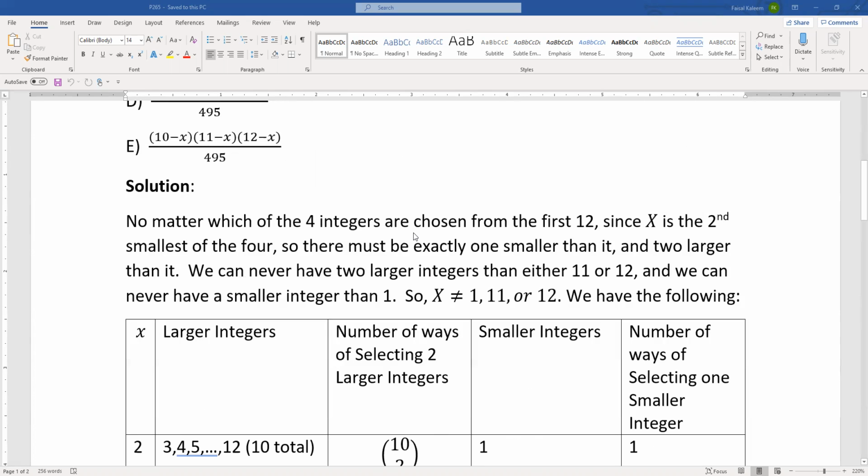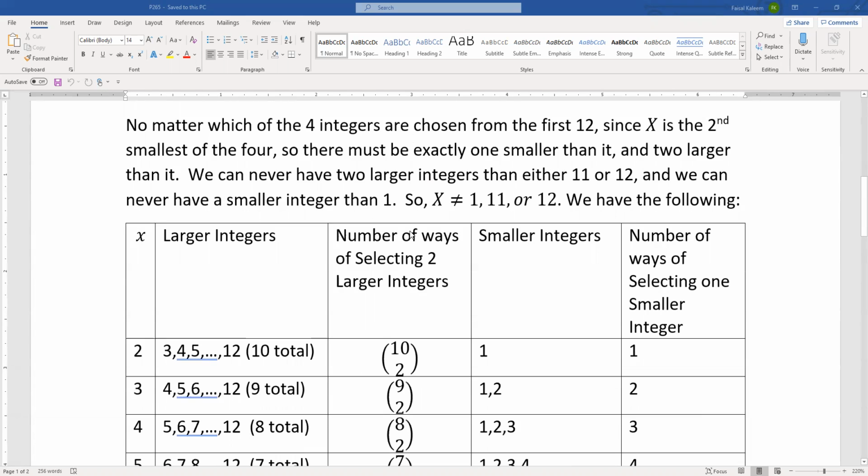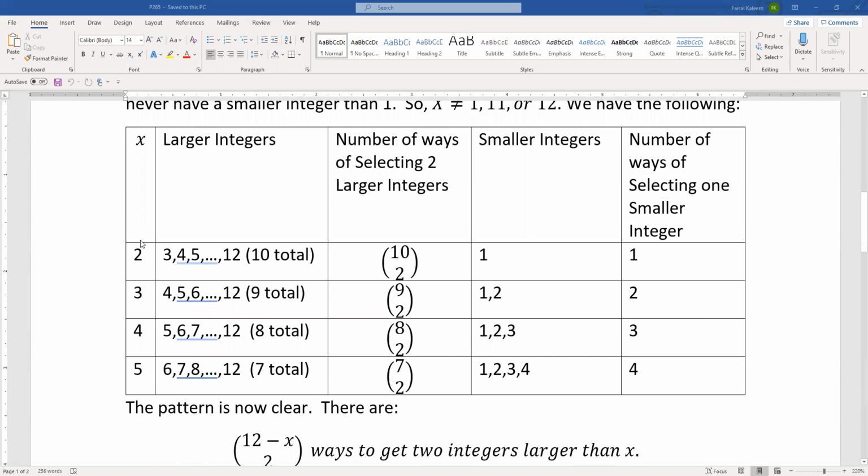Okay. So we agree that X goes from 2 through 10. Here I'm just listing 2 through 5, because that's enough to see the pattern of what's going on. So when X is 2, the larger integers than 2 are 3, 4, 5, all the way up to 12, and these are 10 total. And similarly, when X is 3, then the larger integers are 4, 5, 6, up to 12. These are 9 total, and so on.